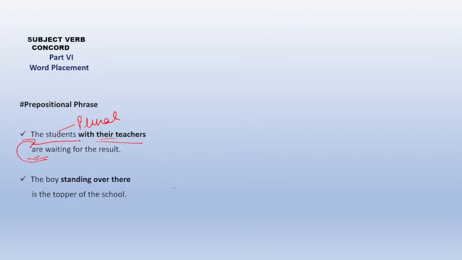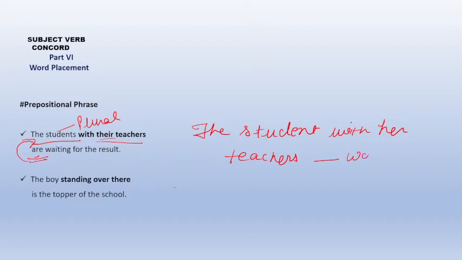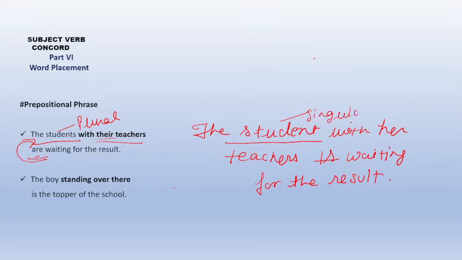See, if we write the same sentence in this way: the student with her teachers is waiting for the results. Here we will place the verb is. Why? Because our main subject is the student, and that is singular in number.